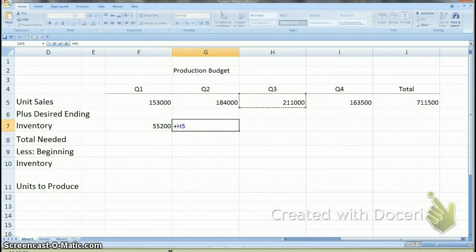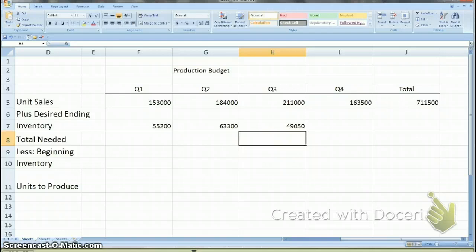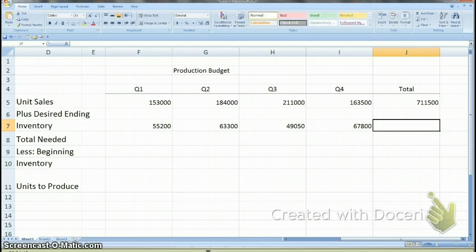Then you do the same for each quarter. So for quarter two, your desired ending inventory is going to be 211,000 times 30%. For quarter three, it's 163,500 times 30%. How do you calculate the fourth quarter's ending inventory? In the question, they told you how many units need to be sold in quarter one of the following year. So what you do is you take that number, which is 226,000, and multiply that by 30% because that will be your fourth quarter's required ending inventory.